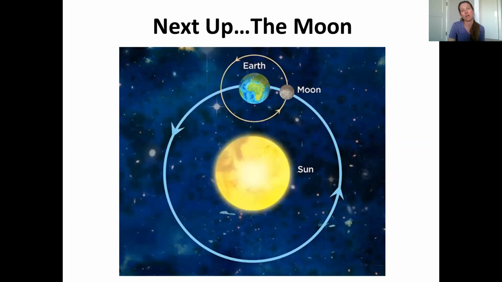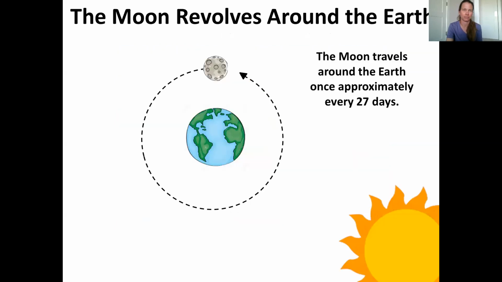So up next for us is the moon. All right, so similar to how the Earth revolves around the Sun, the moon also revolves around our planet Earth. It takes the moon approximately 27 days to make its trip around the Earth. This length of time is actually how we have come up with our concept of a month.